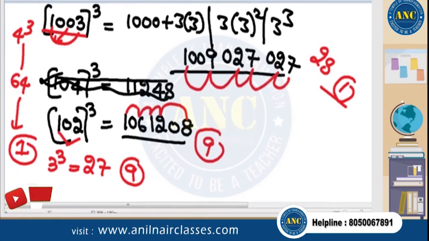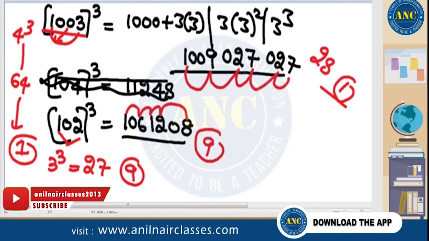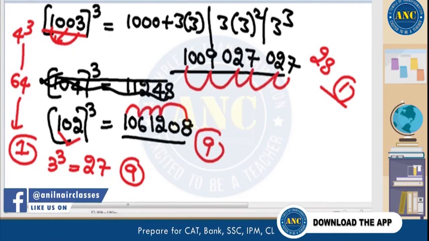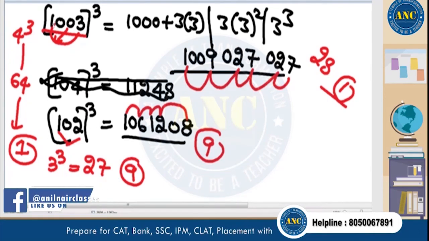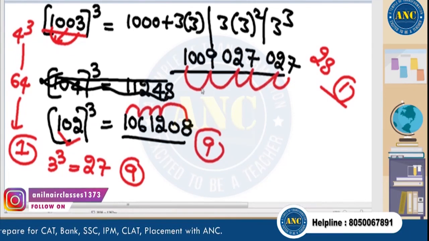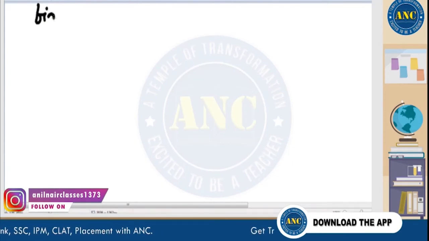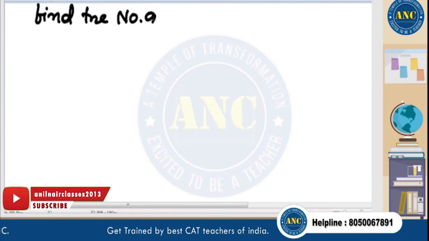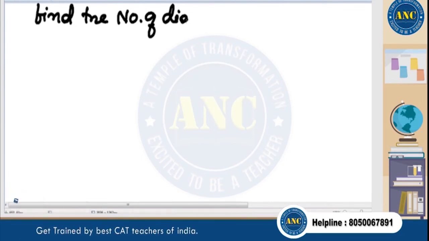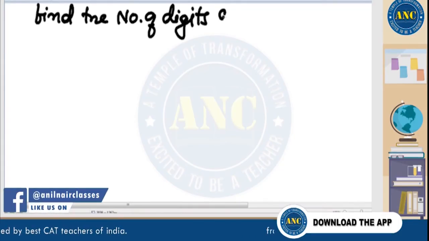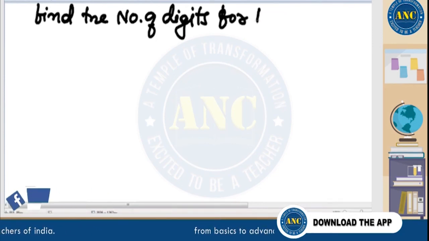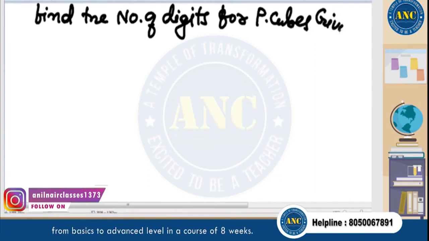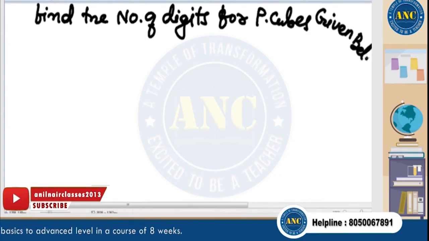Now, please write down the question. Find the number of digits, not the value. Find the number of digits for the perfect cubes given below.